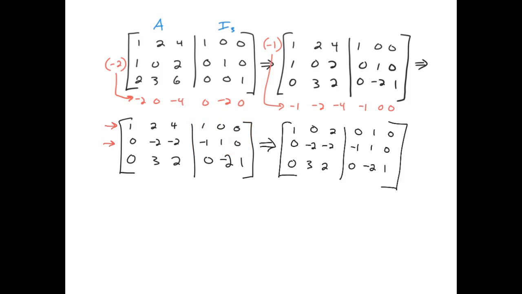Now I'm going to key in on getting rid of the 3, and to do that it looks like I'm going to need to double multiply. I'm going to multiply this row by 3 and this row by 2. So when I multiply the top row by 3 here, I get 0, -6, -6, -3, 3, and 0. When I multiply the bottom row, I get 0, 6, 4, 0, -4, 2.